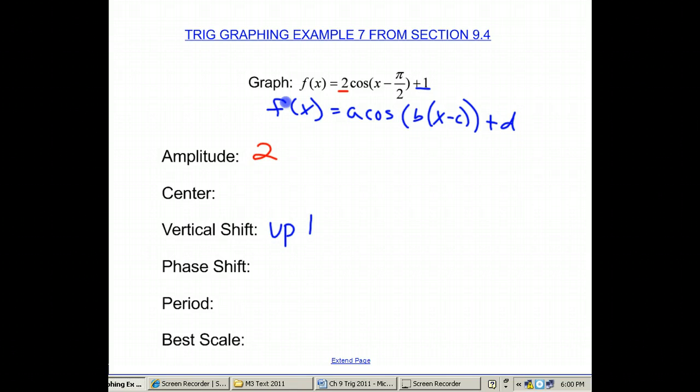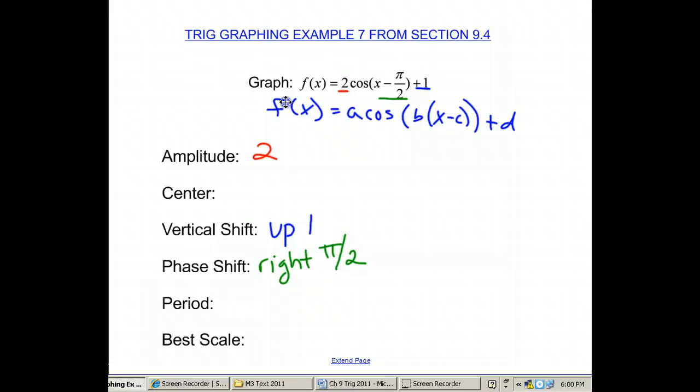The other letter that I know in this equation is C. And C is our phase shift. And that minus pi over 2 means that our graph shifted to the right pi over 2 units. Now that I have those letters that are seen in my equation down, let's fill in the rest. That's center, period, and best scale.